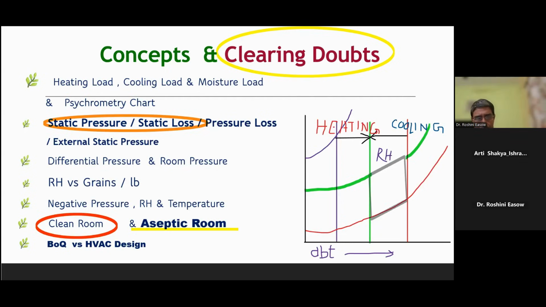Now, in India we find the word clean room, but actually it is not a clean room. Internationally, it is called an aseptic room. The second and last topic is BOQ versus HVAC design.